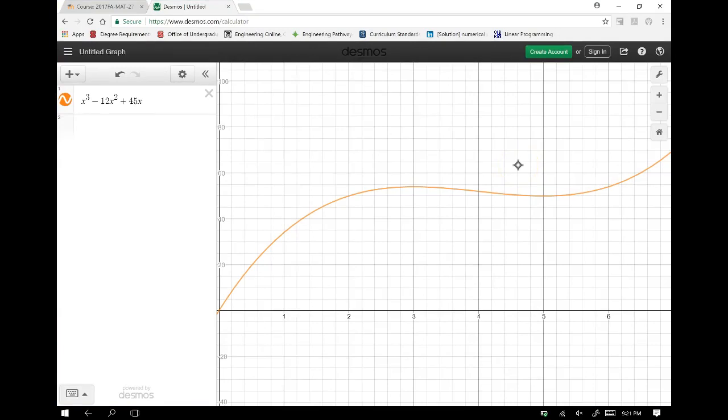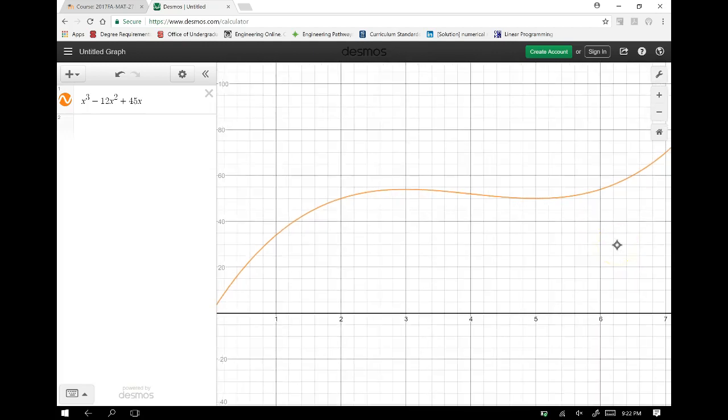After 2 seconds, we're 50 feet. After 3 seconds, we're almost 55 feet. 4 seconds, it looks like we've come back a little bit. We're about 52 feet. 5 seconds, 50 feet. 6 seconds, back up to 55 feet. 7 seconds, it looks like we're up at 70 feet. So we started to move away again.